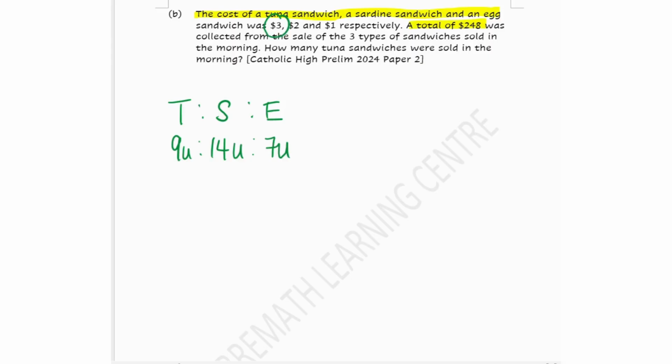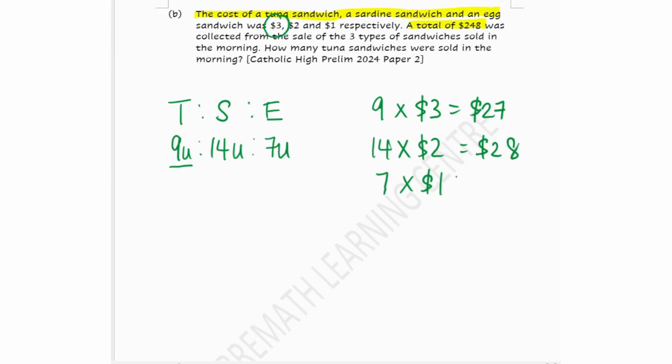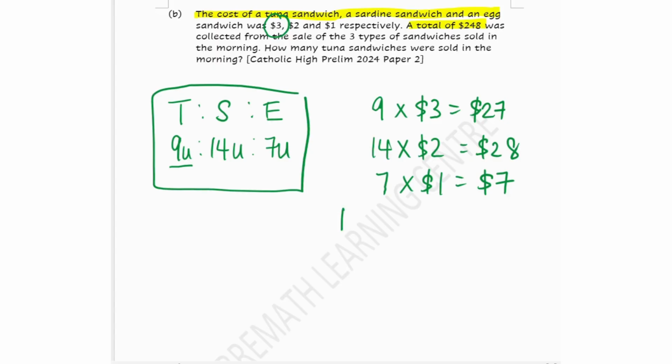One tuna sandwich costs $3. We can find the total cost by using 9 to multiply by $3, and that gives us $27. And for the sardine sandwich, we can use 14 to multiply by $2, and that gives us $28. We'll do the same for egg sandwiches by using 7 to multiply by $1, and that gives us $7. So with this information, we will be able to find the cost of one set by adding $27 with $28 and $7. The answer is $62.